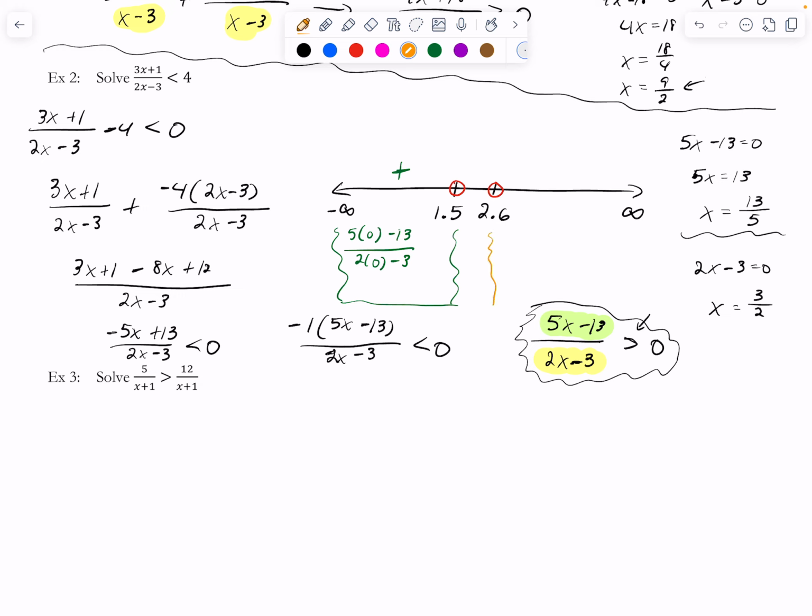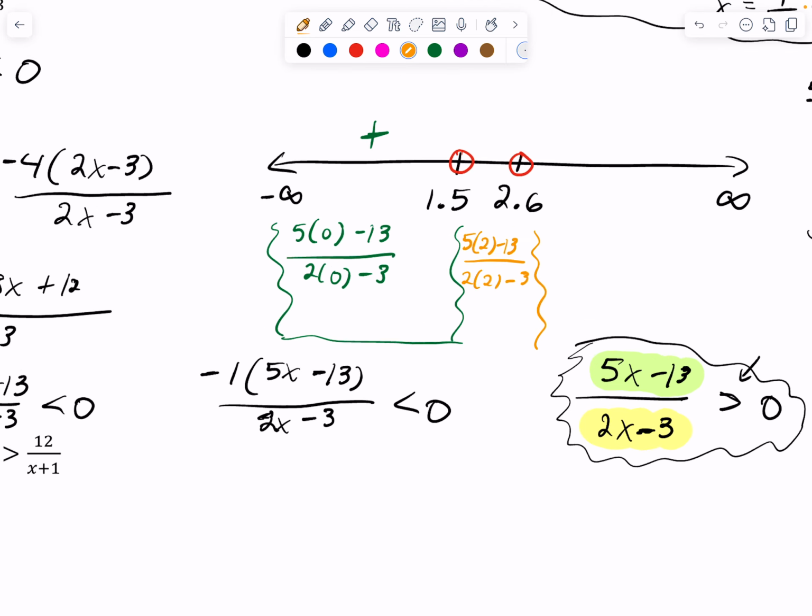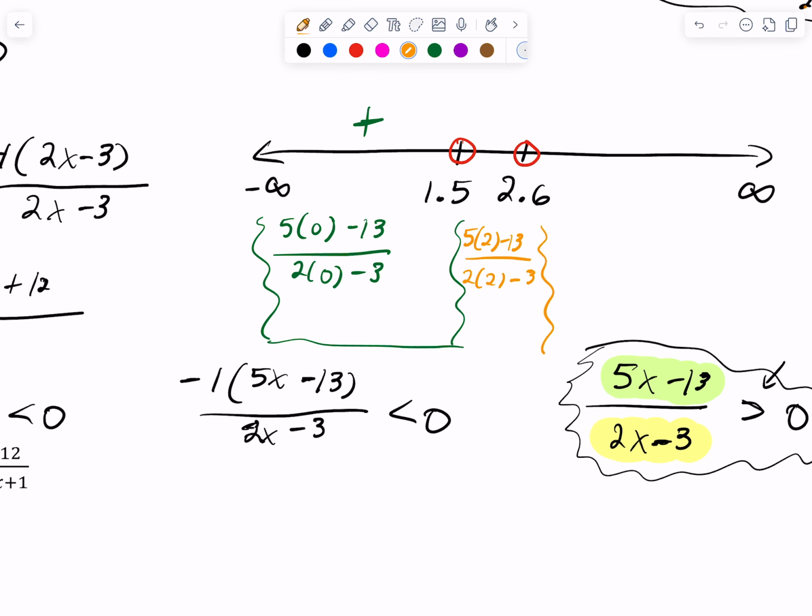Now the next one's a little bit tight here, but I'm going to do 2. So 5, did not mean to erase that, I apologize. I'm going to do 5 times 2 minus 13. Let me get this out of the way. Over 2 times 2 minus 3. All right, that's going to be 10 minus 13, which is a negative. And then 4 minus 3 is a positive. When you divide that, you get a negative.